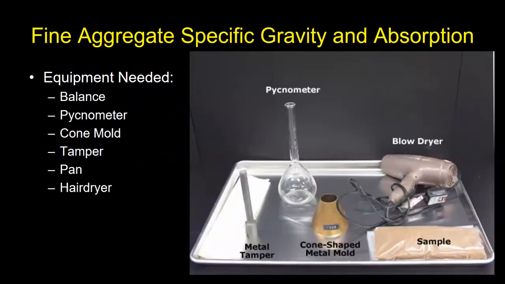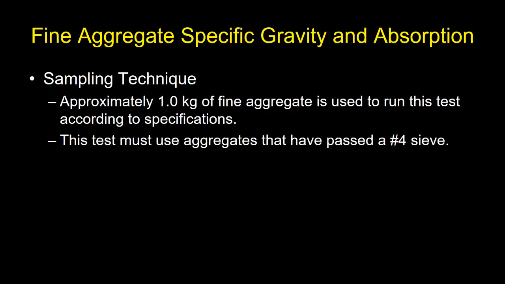So the materials you need are a little bit different. Instead of a bucket with water and a basket, obviously you have a scale, you need that. There's a pycnometer, which is that glass bulb looking, I guess, sciencey looking thing. And they use that to determine the submerged weight, and you'll see how he does that. There's also a cone-shaped mold. It's the gold thing in the middle. There's a metal tamper. You have to have a pan so you don't lose your sample everywhere because it gets kind of messy. And a hair dryer, and that helps you dry out your sand.